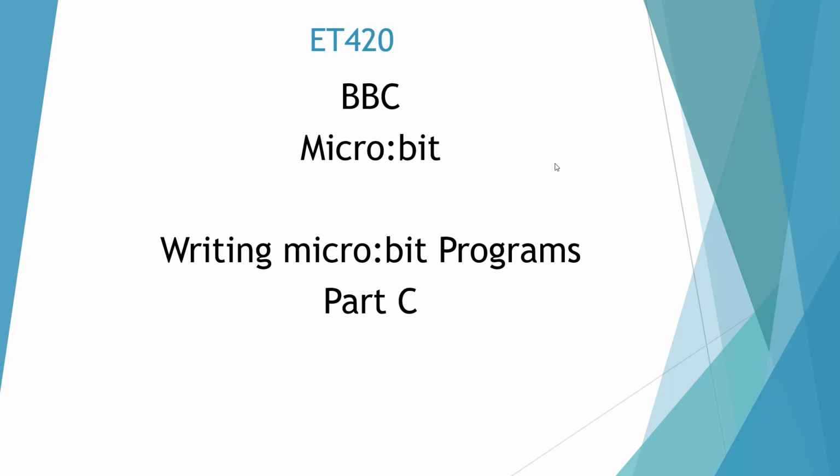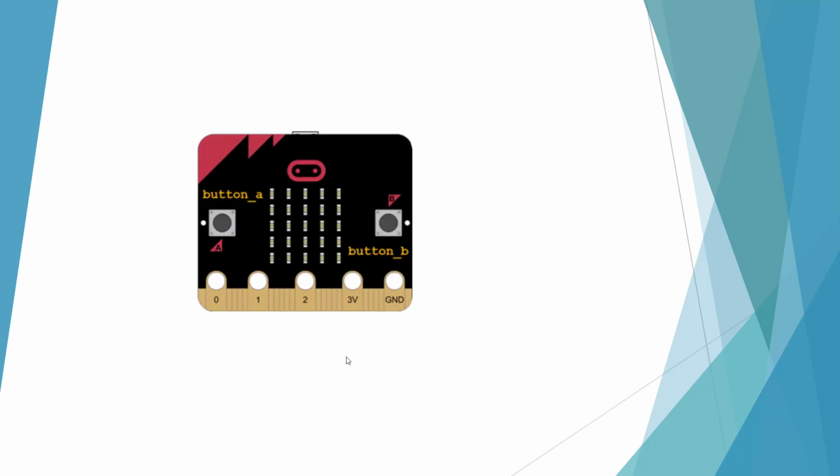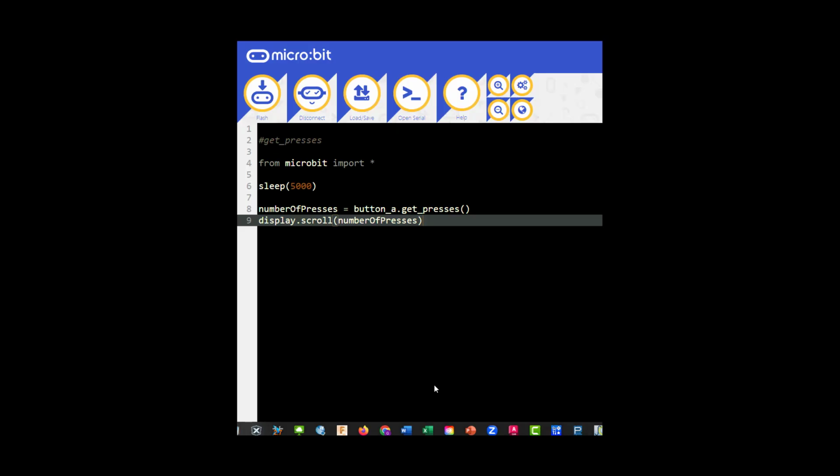Welcome to the C-420 Microbit Lab, Writing Microbit Programs, Part C. On our Microbit board, we have two push buttons that we could use in the programs, both button A and button B. Okay, let's work with push buttons.